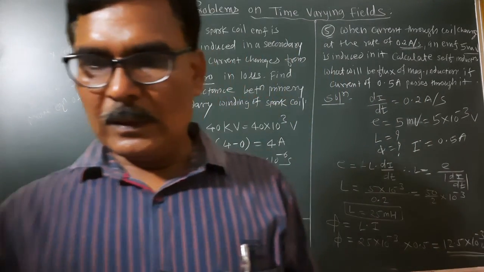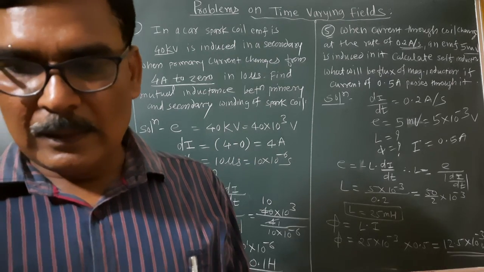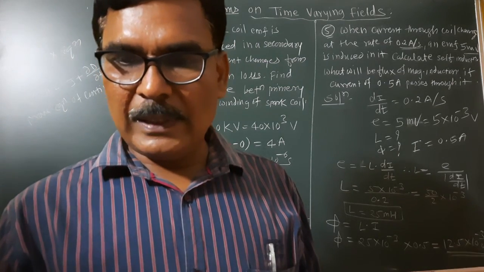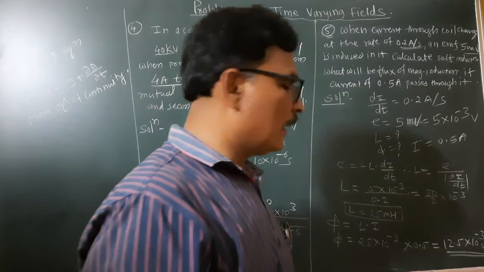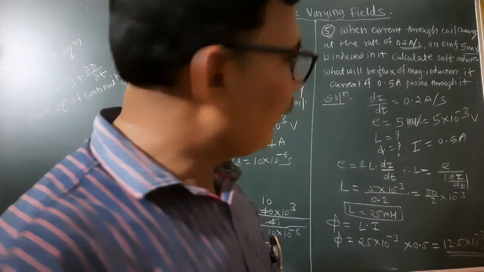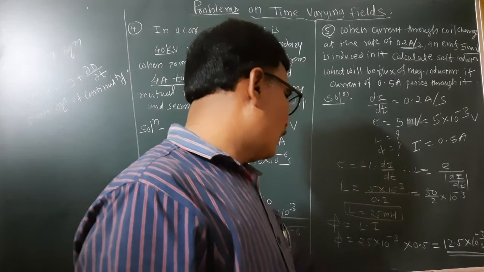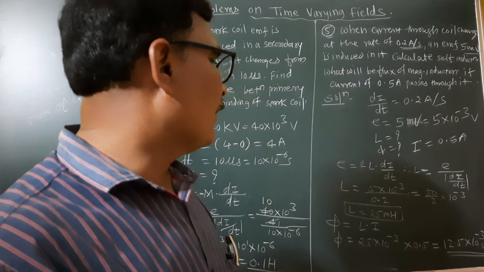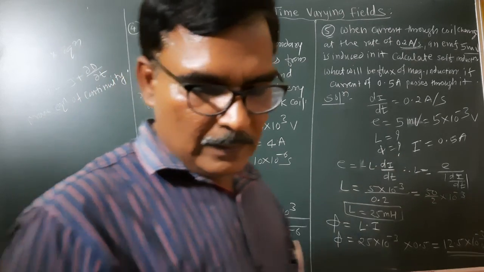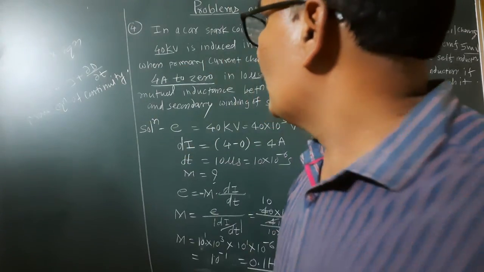12.5 milliweber. This is considered as phi is equal to L into I. L is given and the current is 0.5 ampere. So we get 12.5 milliweber, where Weber is the unit of magnetic flux. Now, one more problem we are going to discuss here.